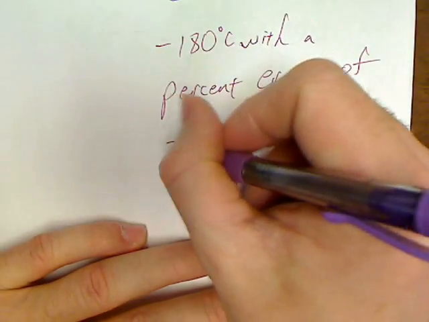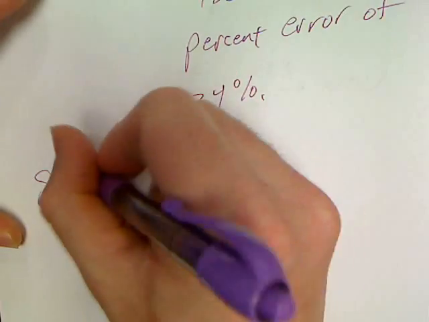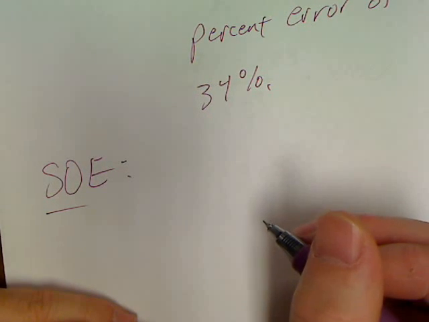Percent error of 34%. And then, of course, I'll do my source of error next. And for source of error, I'm going to be honest.